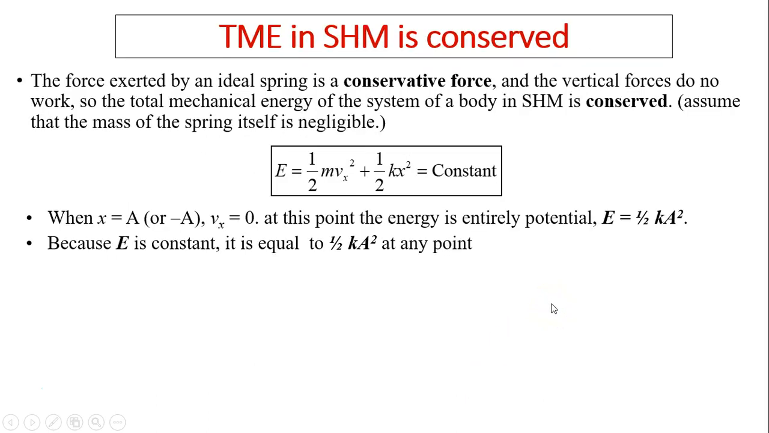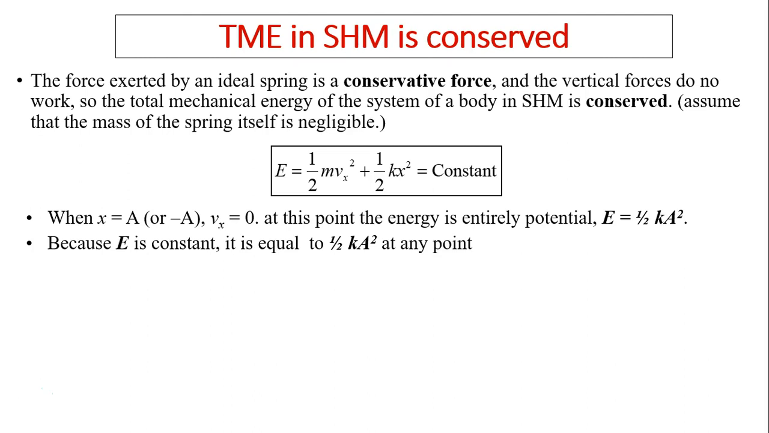TME in simple harmonic motion is conserved. Since the force exerted by an ideal spring is conservative, and the vertical forces, that's the normal force and gravity, do not do work, the total mechanical energy of the system of a body in simple harmonic motion is conserved. Assume that the mass of the spring itself is negligible. So the total energy at any time is its kinetic energy plus its potential energy.